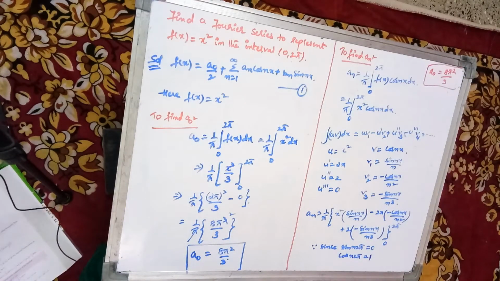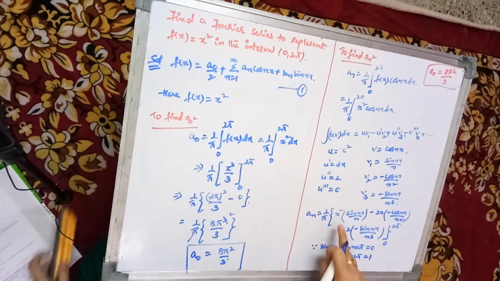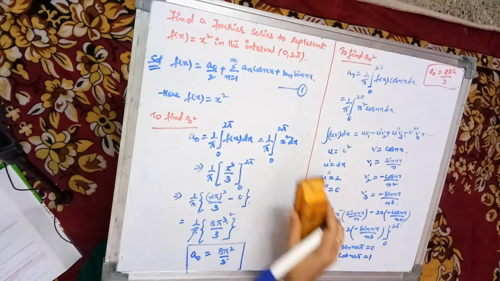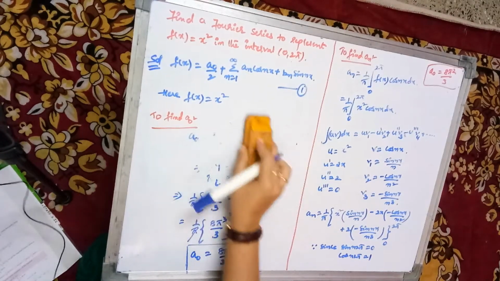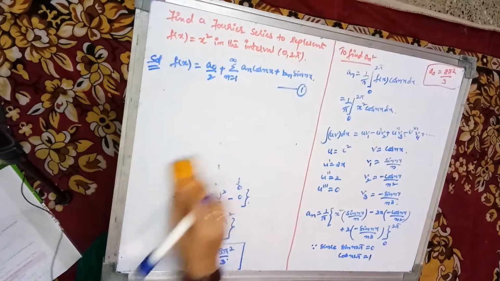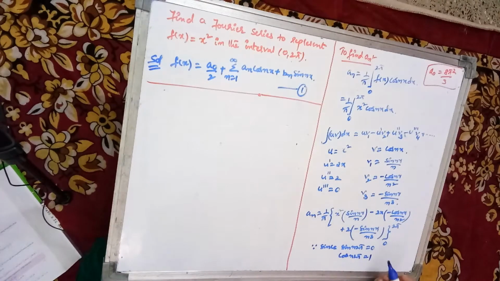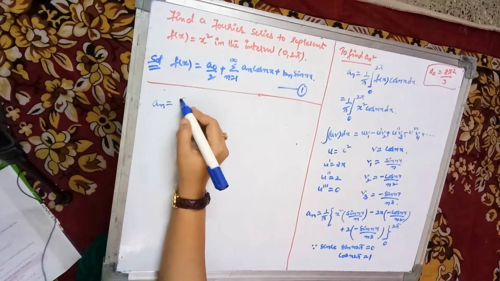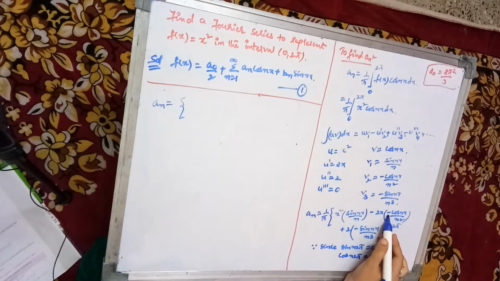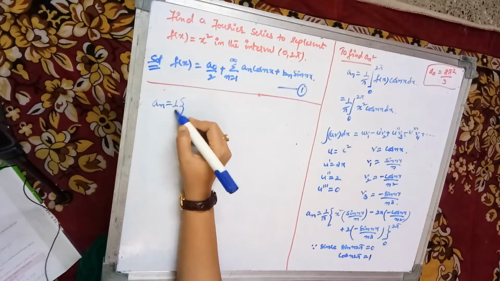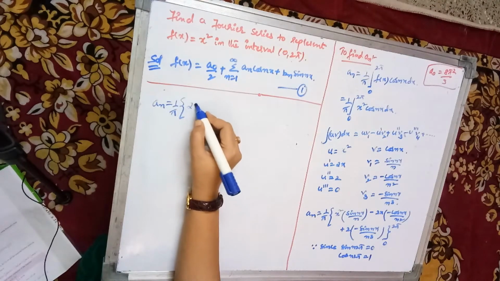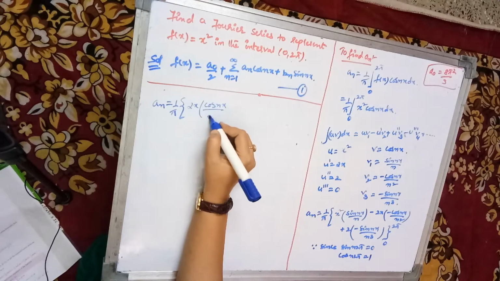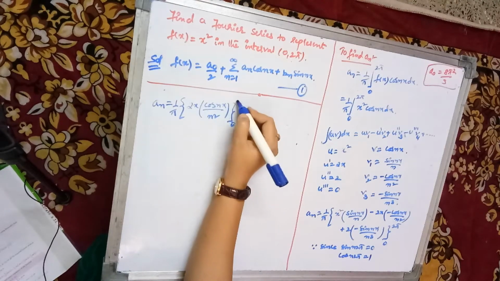Now substitute those values, where your first term and the last term vanish, since sine 0 is equal to 0. So this and this will vanish, and we are left with this minus and this minus. It will become plus 1 by pi of 2x into cos nx by n square, with limits from 0 to 2 pi.